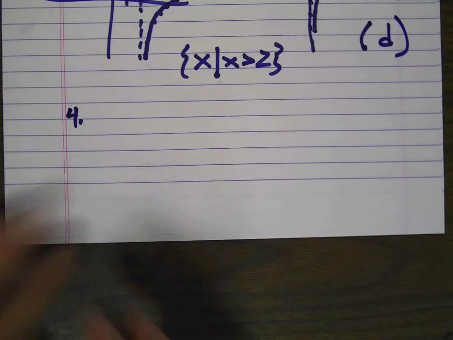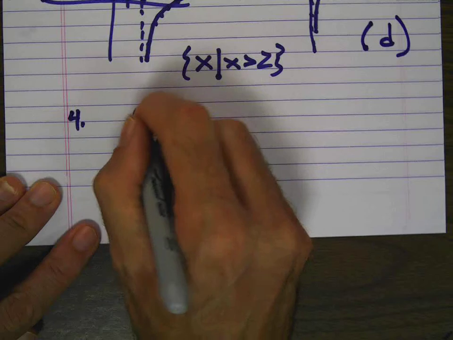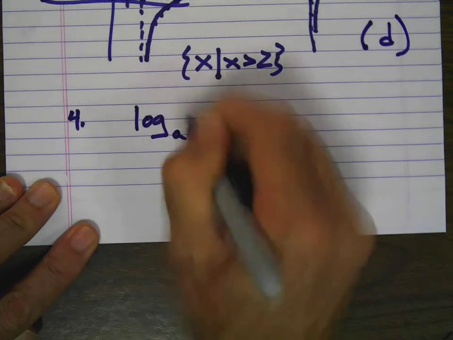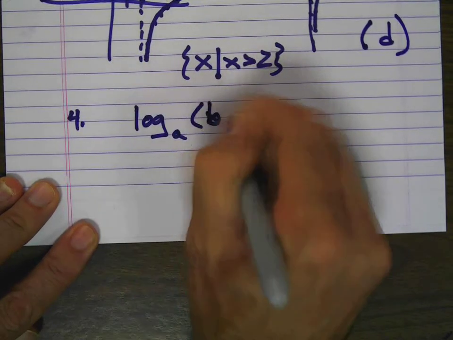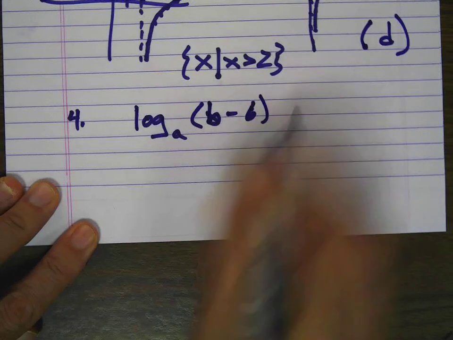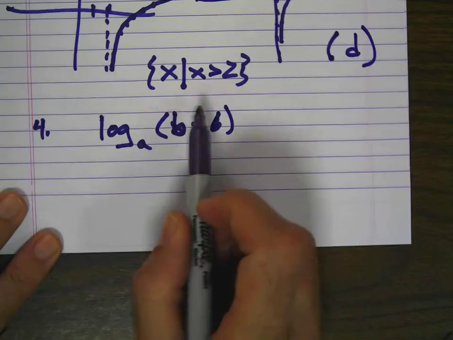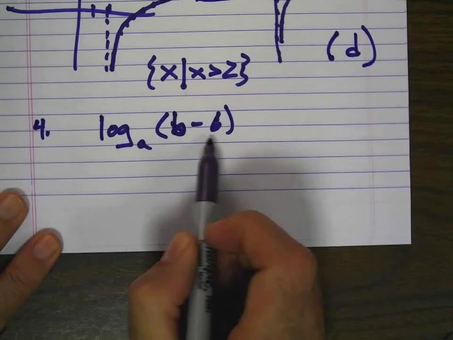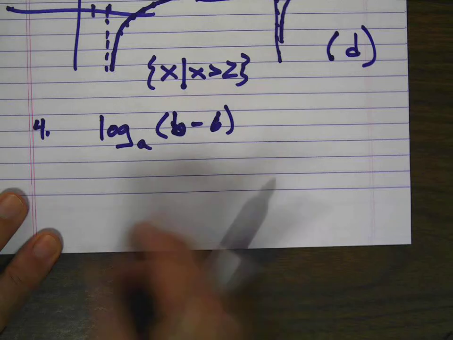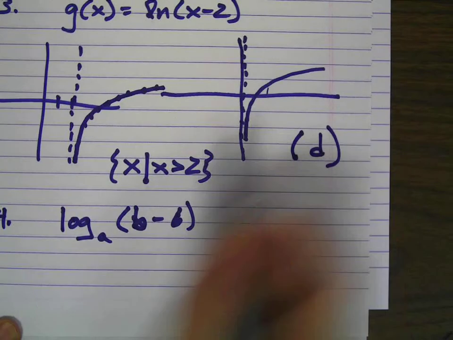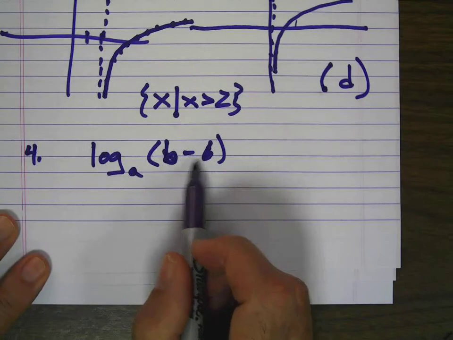Okay, number 4 says, what is the equation of the asymptote of log base a of b minus 6? So again, the log function would look like this normally, but because of this minus 6 here inside the parentheses, this graph has been translated to the right.